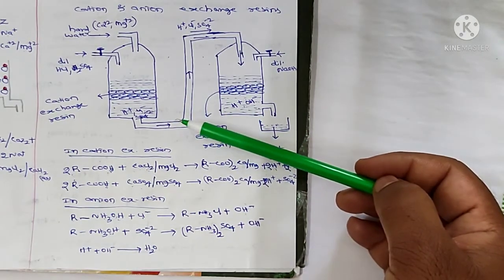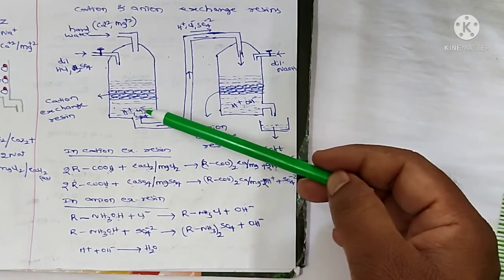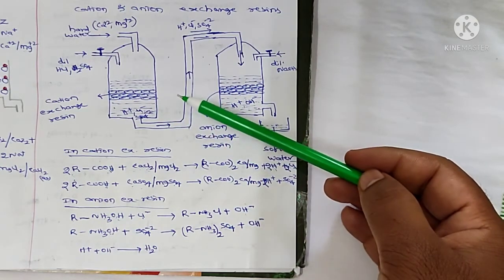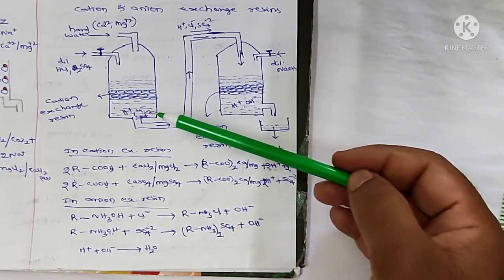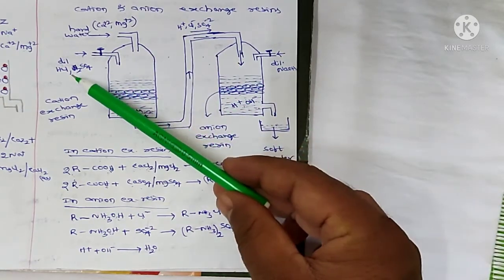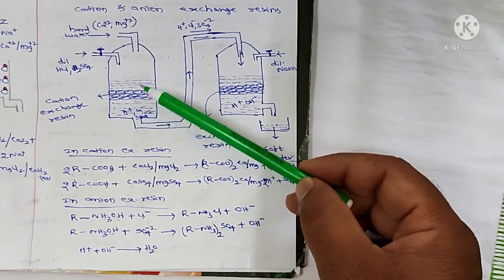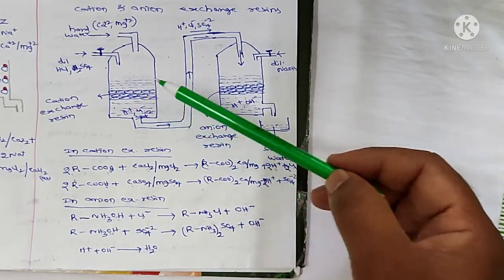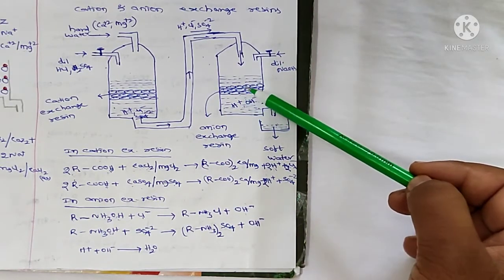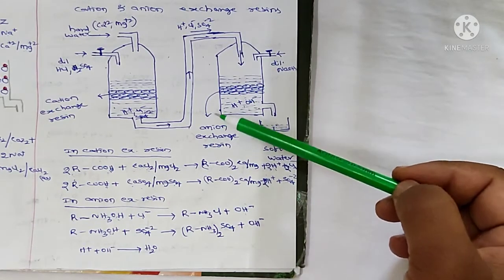And during the process, the cation exchange resin and the anion exchange resin will be consumed. Then we can regenerate those resins by using acid and bases. If you add dilute HCl or H2SO4 to that cation exchange resin, then the cation exchange resin will be regenerated. And if you add dilute NaOH base to the anion exchange resin, then the anion exchange resin will be regenerated. Let me see that reaction.